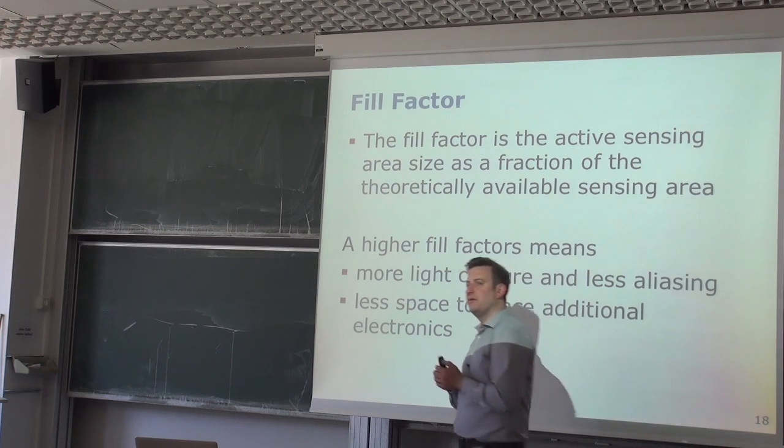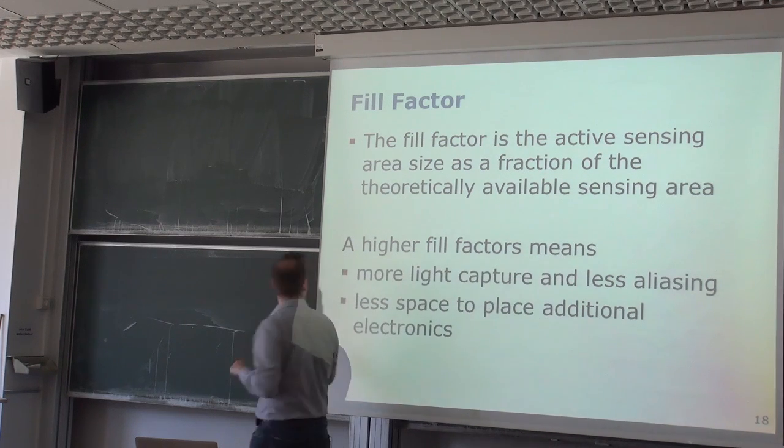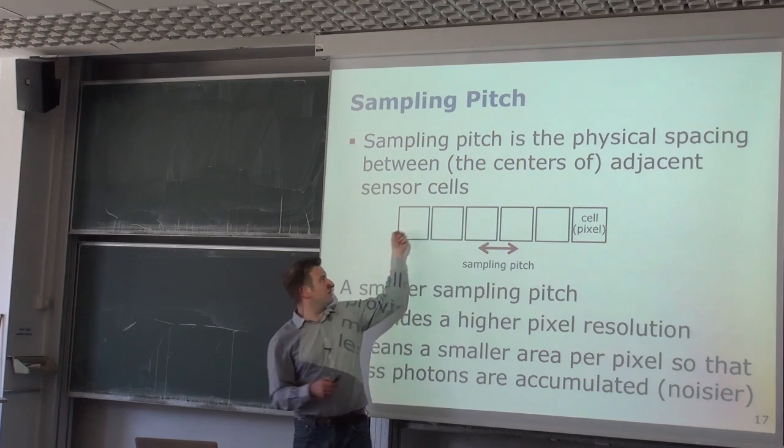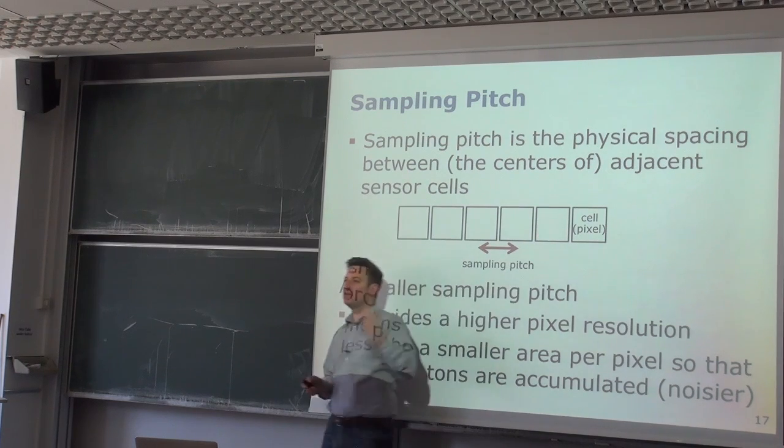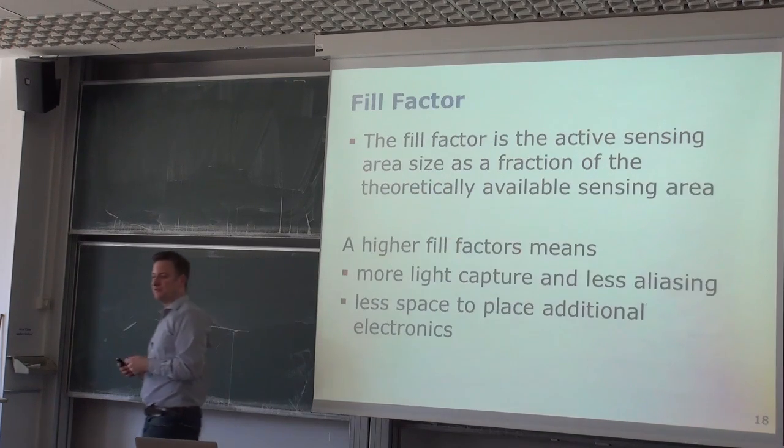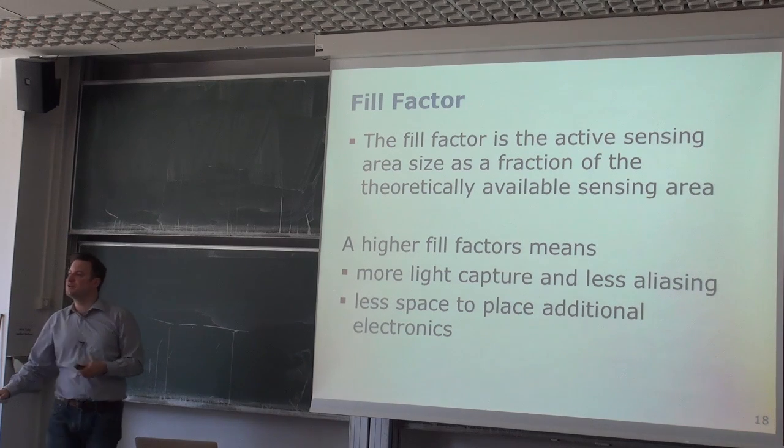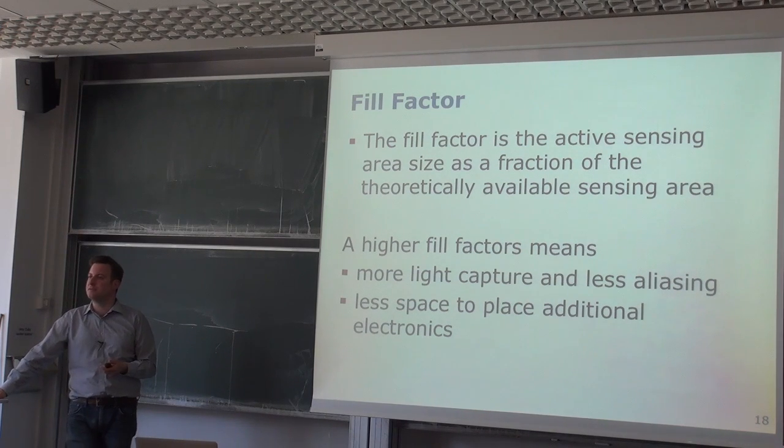The next thing is how do we actually get colors? So I just said these individual cells basically just measure the number of photons that reach those cells. So any idea on how we can now generate colored images?